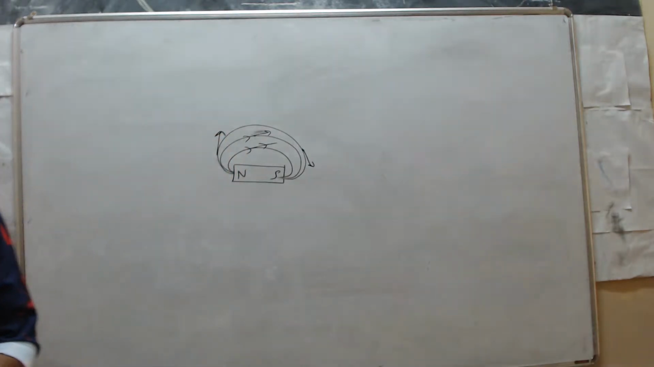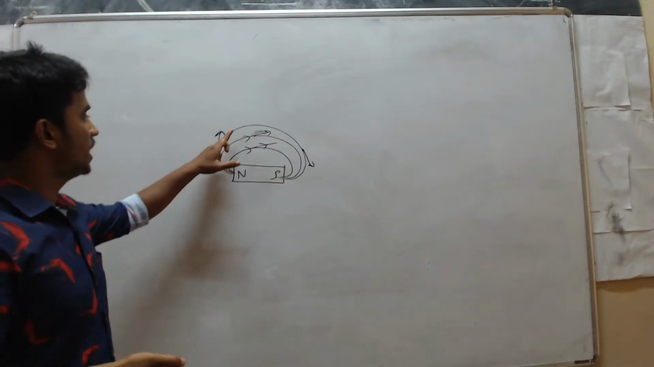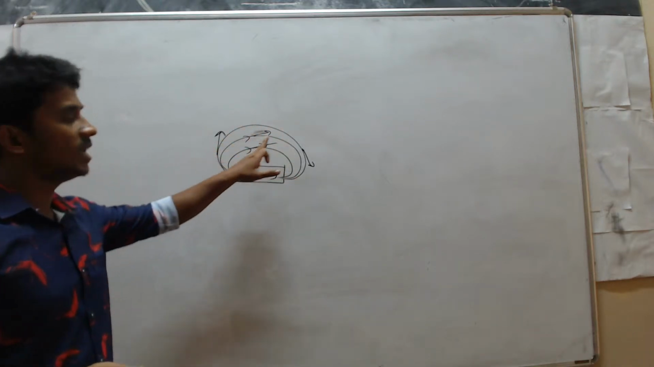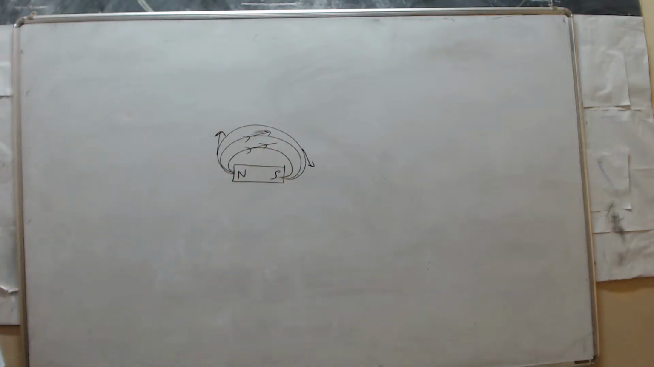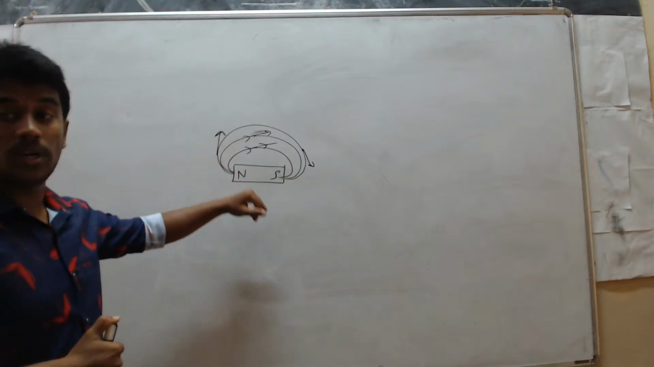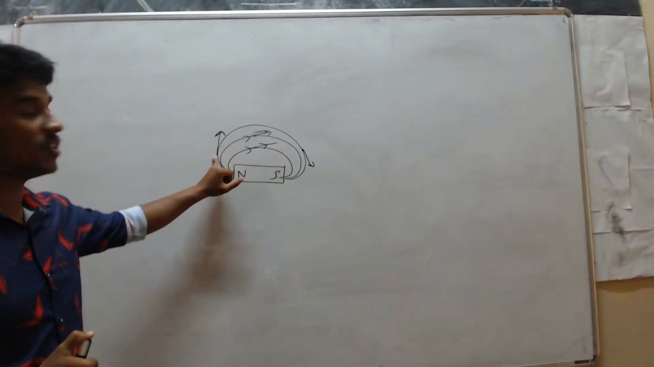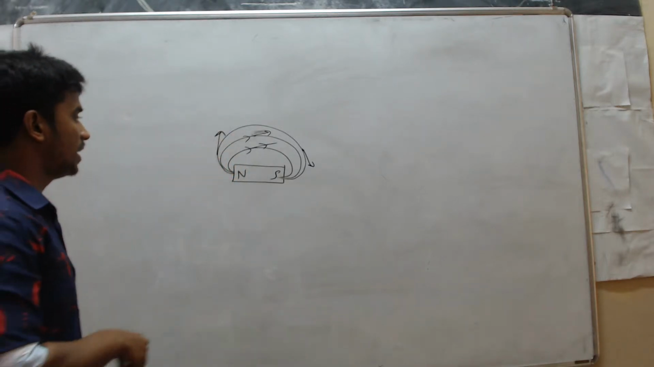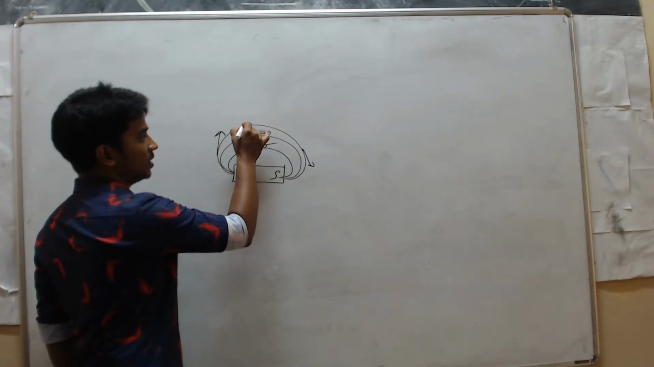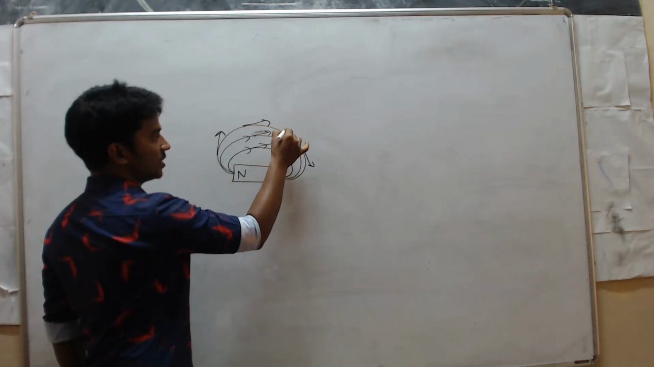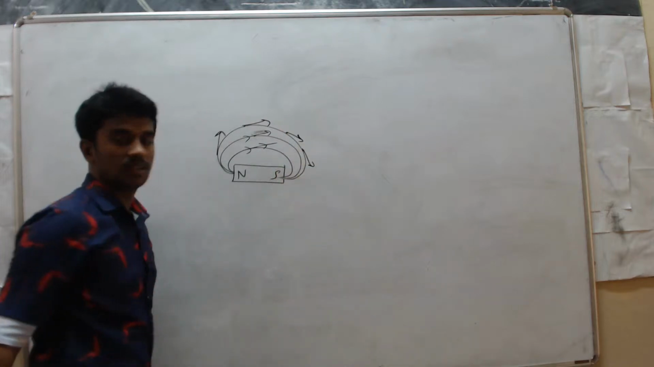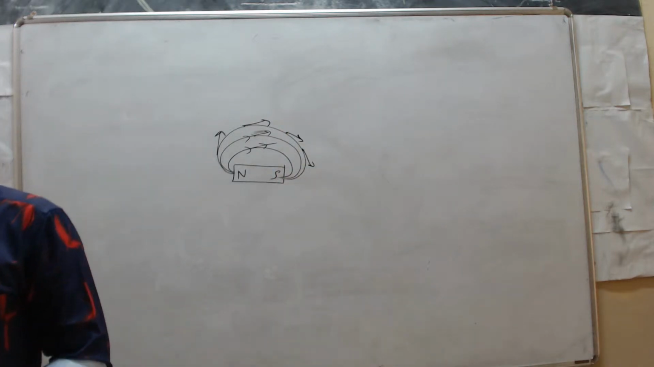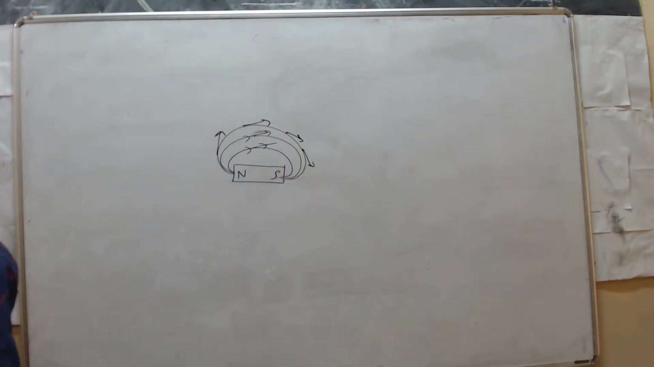So that's why the tangent at any point on the magnetic field line gives the direction of the magnetic field at that point only. At this point, the direction of the magnetic field is like this. And suppose it is here, then it is like this. So these are the properties of magnetic field lines.